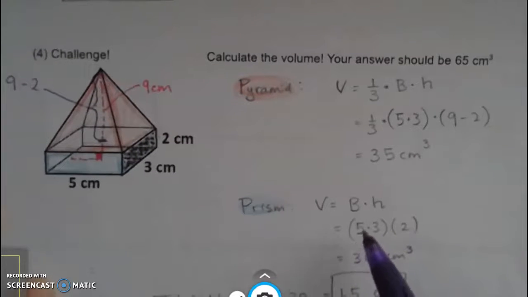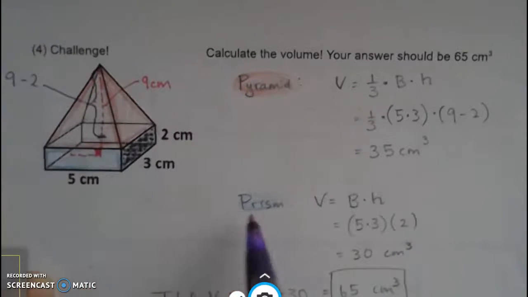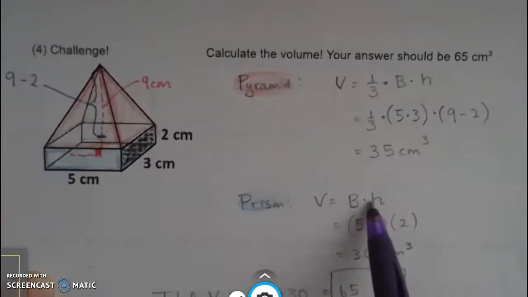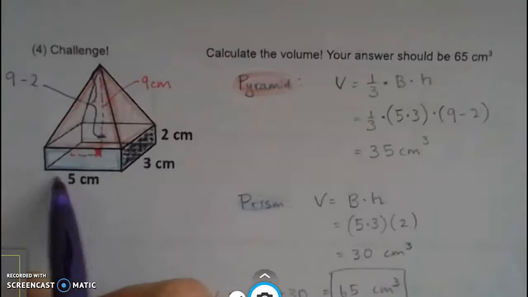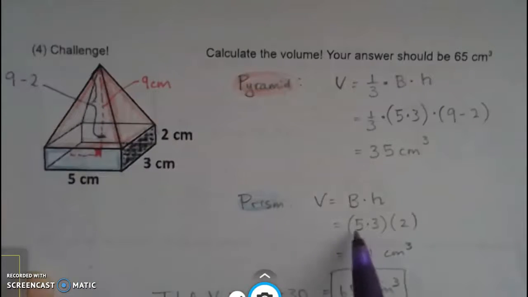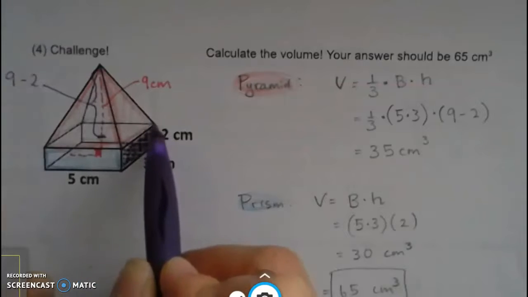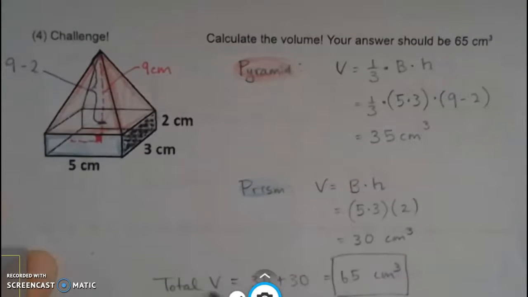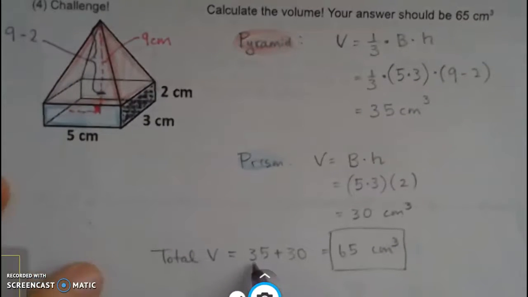What about the prism, the bottom blue part? Volume is going to be base area multiplied by height. What is the base area? Again, it's a rectangular prism, so 5 by 3 is the base, so that's 15. And the height, the thickness, is 2 centimeters. So it's 5 times 3 times 2, which is 30 centimeters cubed. And when you add those two volumes together, 35 plus 30, that is going to give me 65 centimeters cubed, which is the correct answer.